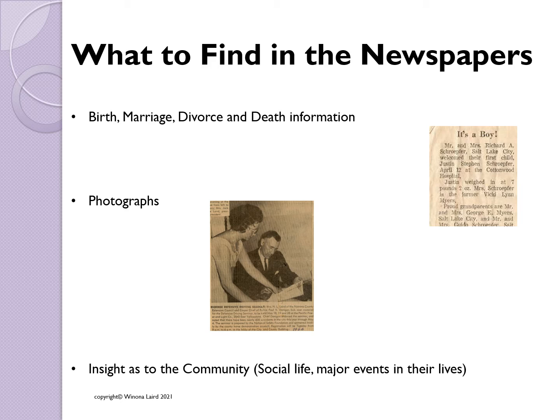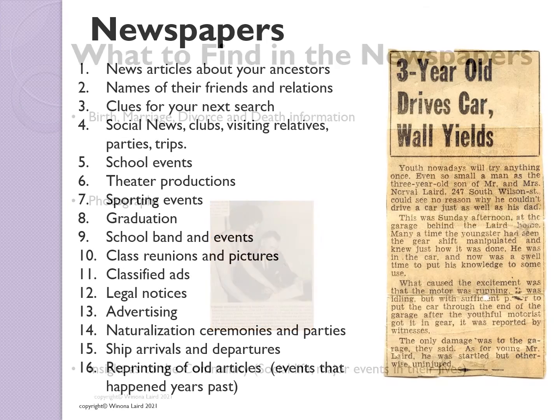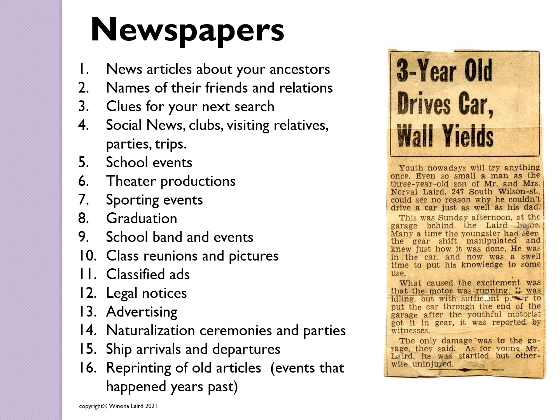You'll find photographs in the newspaper of your ancestors that you didn't know existed. You'll also see the insight to the community and where your ancestors lived. There are news articles about your ancestors, names of their friends and relations. You might look in the newspaper for their next clue for your research. There are school events, social news such as clubs, visiting relatives, parties, trips. This kind of information was most common in small town newspapers.